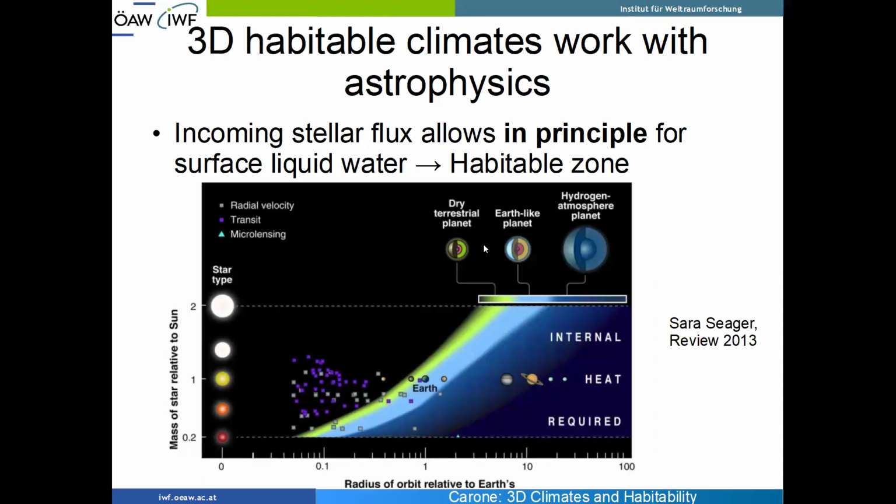This is also pointed out here by this review by Sara Seager, that if you have a purely Earth-like planet, the habitable zone for different types of stars is this bluish region. If you dry the planet out a bit, in principle, you might even extend the habitable zone a little bit inwards. On the other hand, if you have a rocky planet with a moderately thick hydrogen atmosphere, hydrogen can be a very, very efficient greenhouse gas. In principle, you can even extend the habitable zone indefinitely outwards if you have some kind of internal heat source. Because in that case, the hydrogen will keep the radiation from the planet from escaping to space and keep it warm.